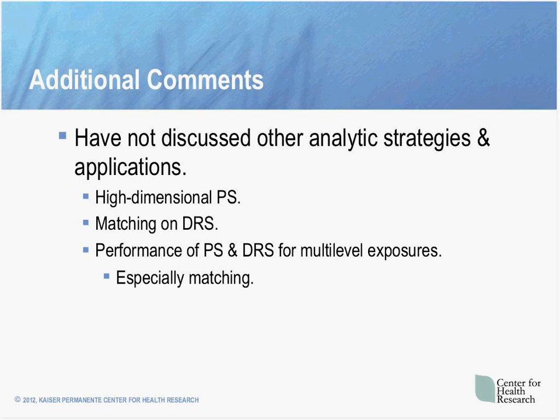I'd also like to mention areas that I touched on in this presentation but think are of value. For example, the high dimensional propensity score is a methodology that is growing greatly in interest. I've had the opportunity to apply it a bit, so that's been great. Matching on propensity score and disease risk score is another area. And then again, the multi-level exposure setting, more of the comparative effectiveness research, where I think these methods might be particularly useful.